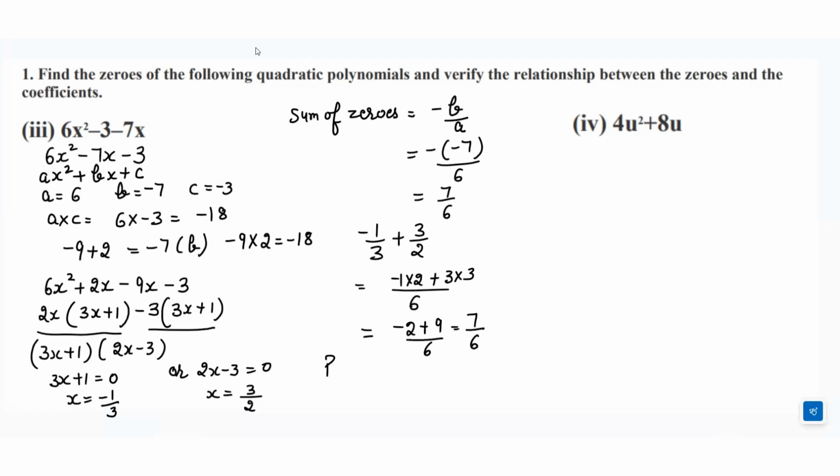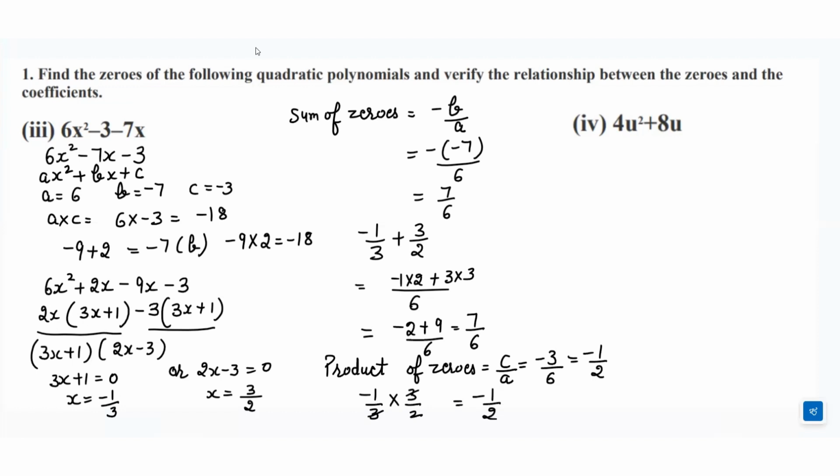Then the product of zeros. The product of zeros is equal to c over a. The value of c is negative 3 and the value of a is 6. So when we simplify, we'll get here minus 1 over 2. So let's see, minus 1 by 3 into 3 by 2. 3 and 3 we can cancel, and finally we are getting here minus 1 over 2.